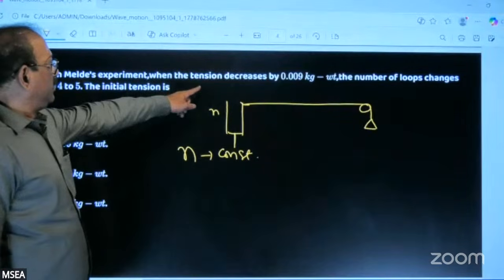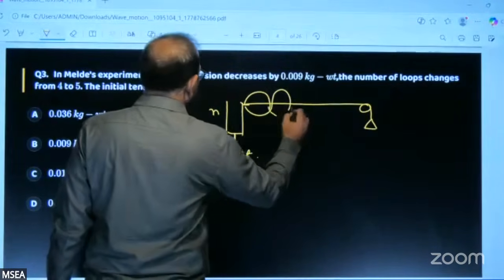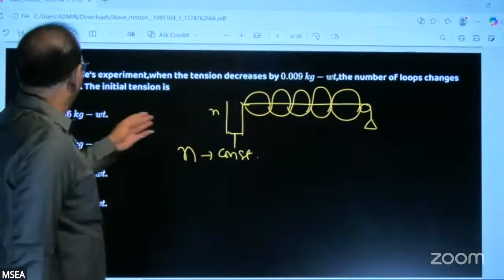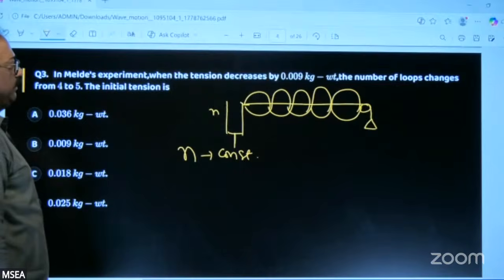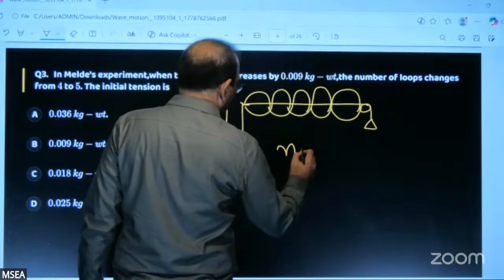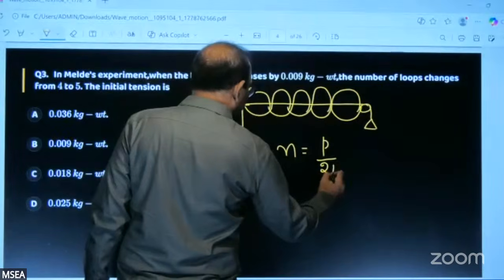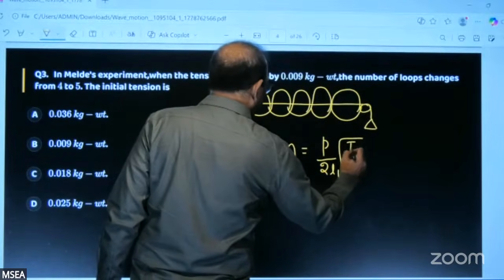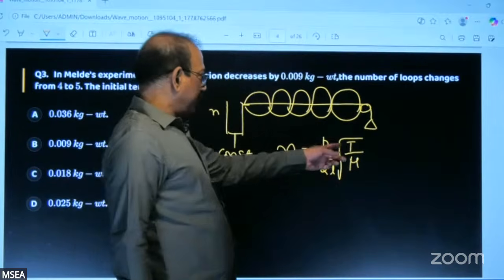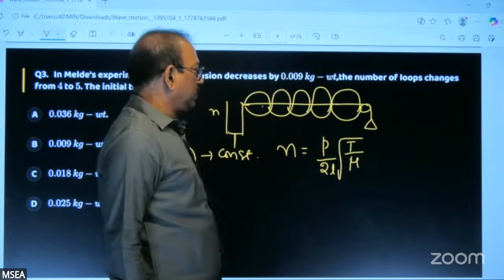Now in this problem, you are changing the tension. Then the number of loops formed changes. Loops form when a stationary wave forms. The number of loops changed from 4 to 5, but the frequency is constant. Now what is the frequency of a stretched string? You can write it like this: n = P by 2L into root T by mu. Mu is the linear density, T is the tension, and P, the number of loops formed, is the number of segments.